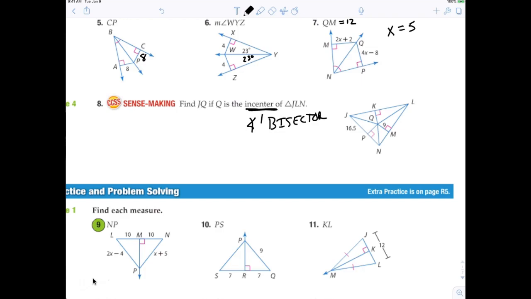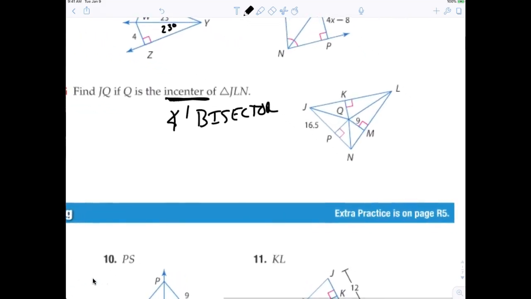So in this case, QM is how much? 9. So PQ is also what? And QK is also what? 9. Now, it's asking for JQ. So how would we find... Now, listen to me. JQ right here, this length right here, be careful. It's not something that's congruent to the other ones. We would just simply have to do what theorem?